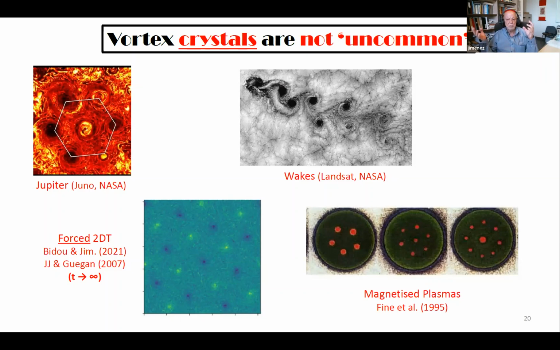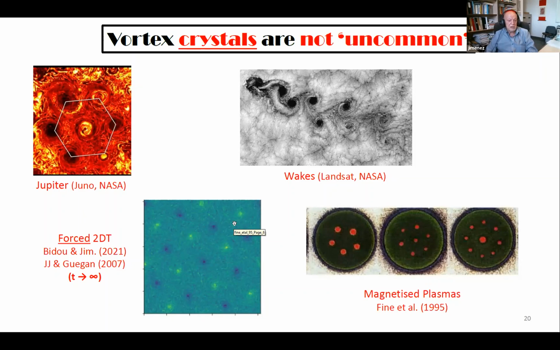This is the north pole of Jupiter, and there is a hexagon there. Something like this is also at the north pole of Venus. Okay, it happens in plasmas, and it happens in four dimensional turbulence. And I have known that for some time. But this is different, because basically this thing has crystallized because it has been forced for a long time.